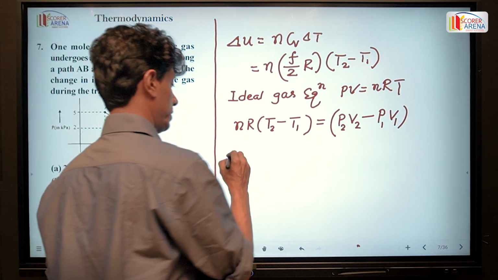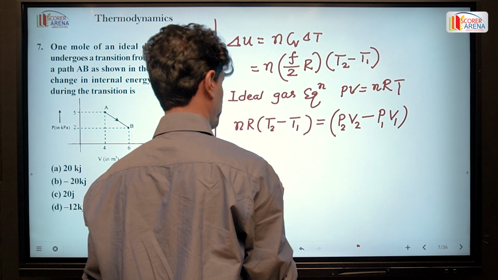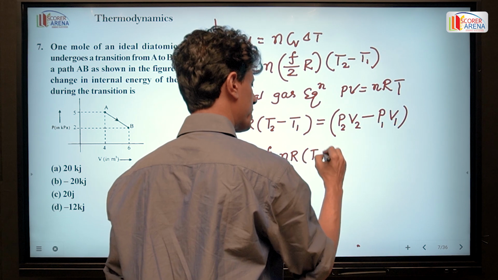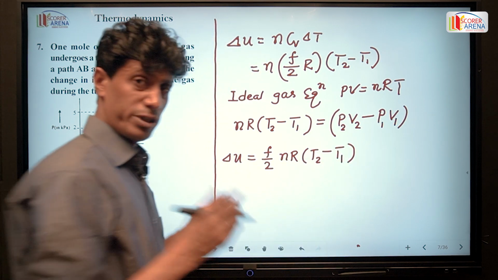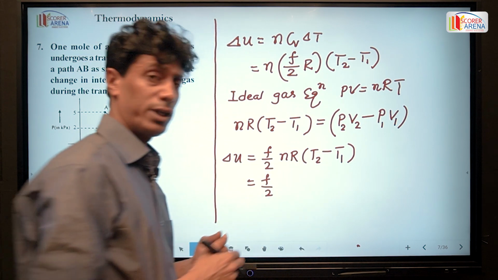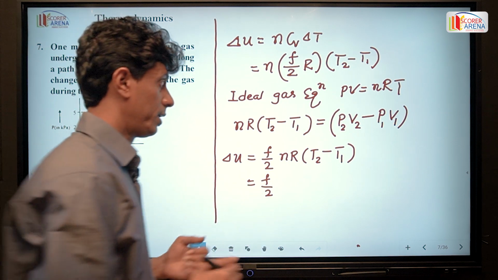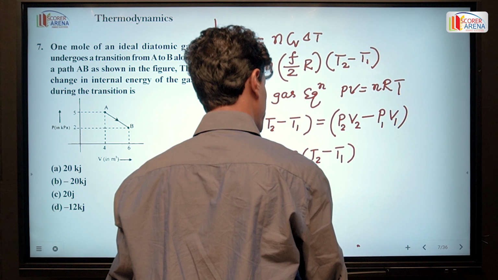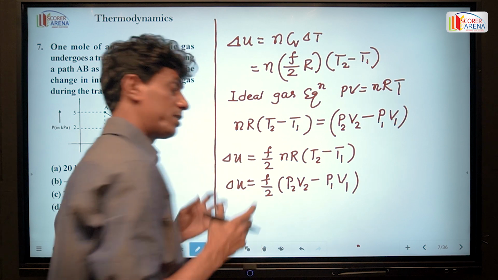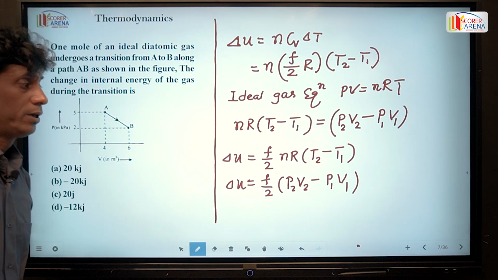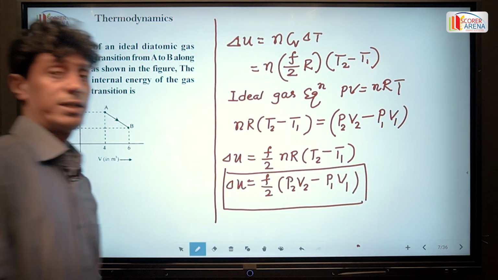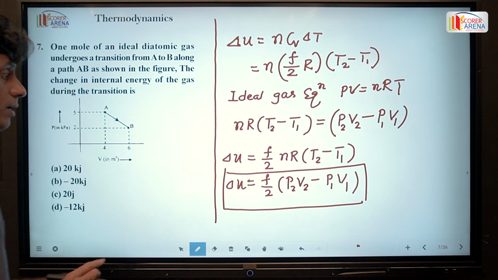Here the change of internal energy is f by 2 n R (T2 minus T1). So simply f by 2 and nR (T2 minus T1), from the ideal gas equation, can be written as P2 V2 minus P1 V1. So this is the change in internal energy, where due to change in temperature, pressure and volume of the gas change. Here the problem.